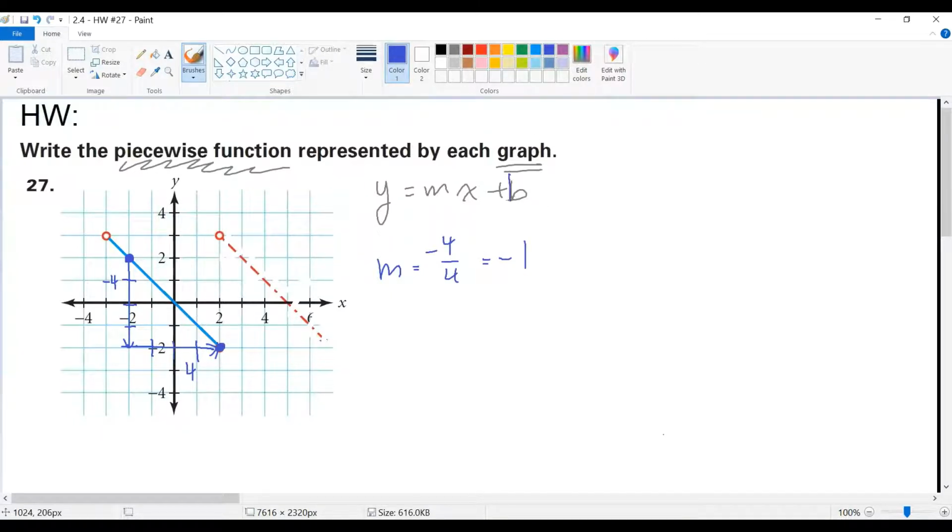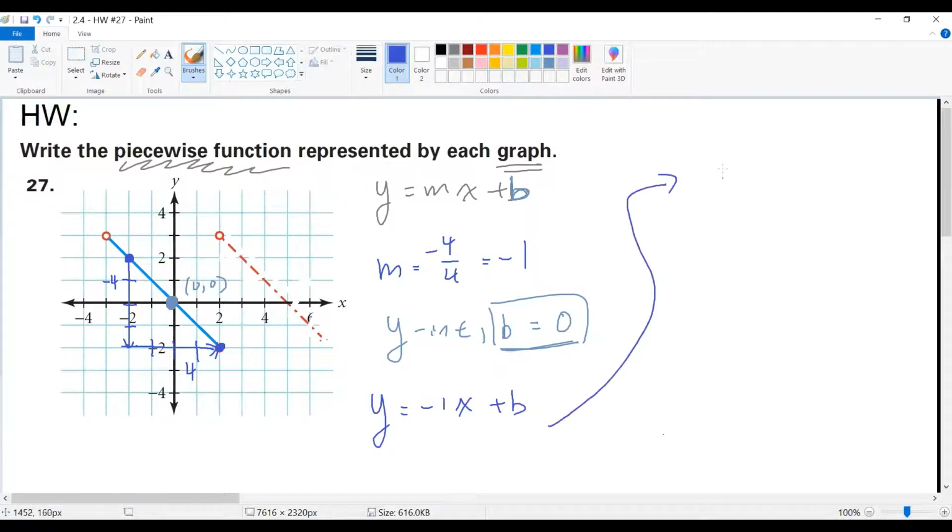The next thing we want to do is find our y-intercept, our b value. On our graph, we can see that we actually do cross the y-axis at the ordered pair 0, 0. So this lets us know that our b value is 0. This is good news. We can now write our equation. Our equation is y is equal to -1x plus 0, or this simply simplifies to y is equal to -x. And there you go, we have our first equation.